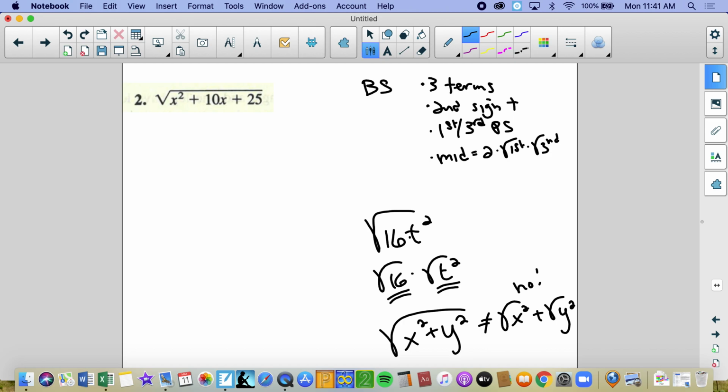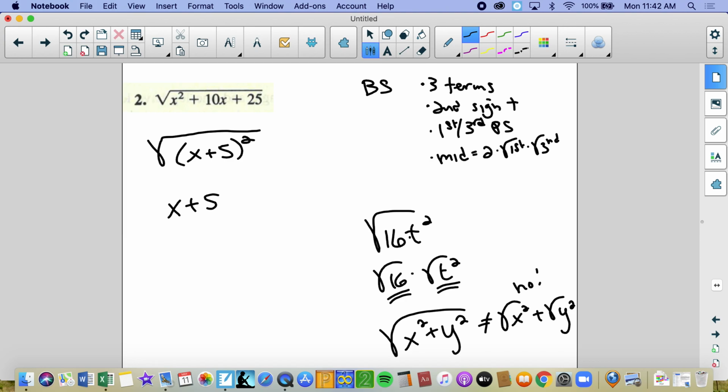So, does it have three terms? Yes, three terms. Is second sign positive? Yes, it is. Are the first and the third perfect squares? Yes, they are. And now, does the middle equal the square root of this times the square root of the third multiplied and then doubled? Do those equal the same? Yes, they do. So if that's the case, then we know that this is a binomial square. So that's going to become that. And now we have the square root of something being squared.